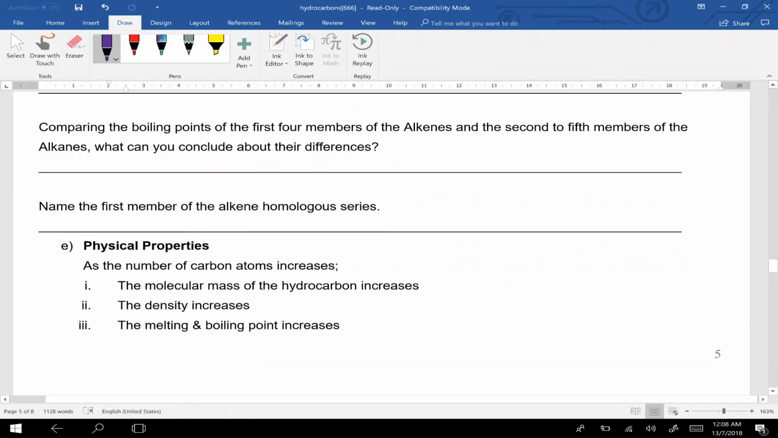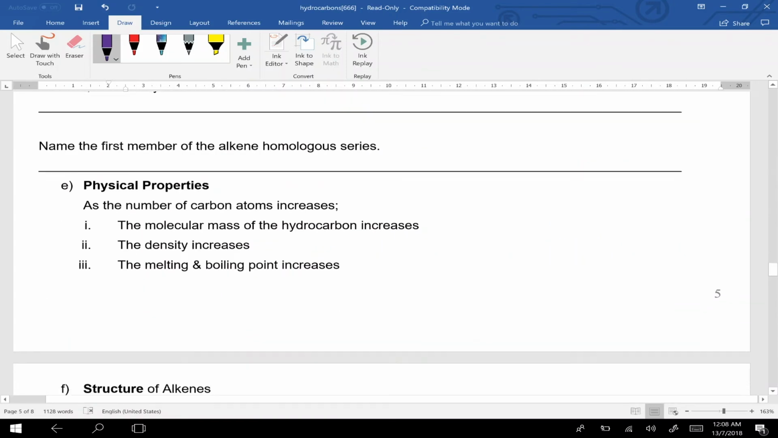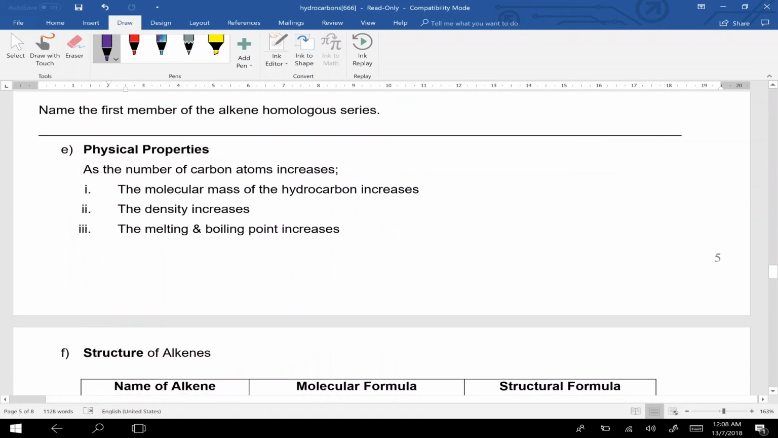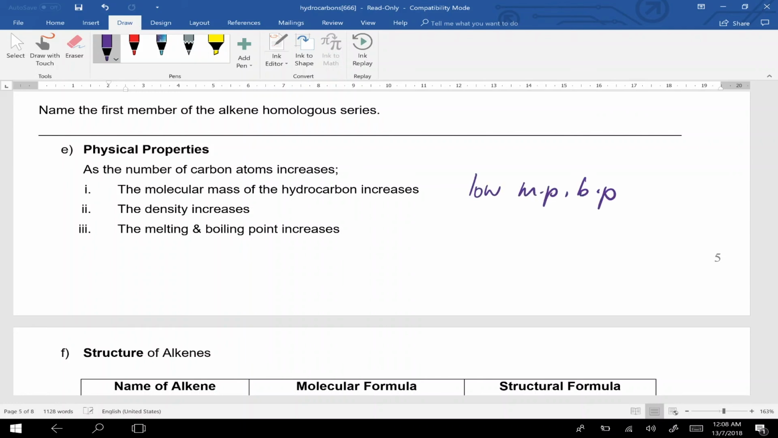So, what are the physical properties? It is exactly the same as alkanes. As the number of carbons increases, the molecular mass increases, density increases, melting point and boiling point also increase. Flammability decreases, viscosity increases. It's also important to take note that they have low melting point and boiling point.